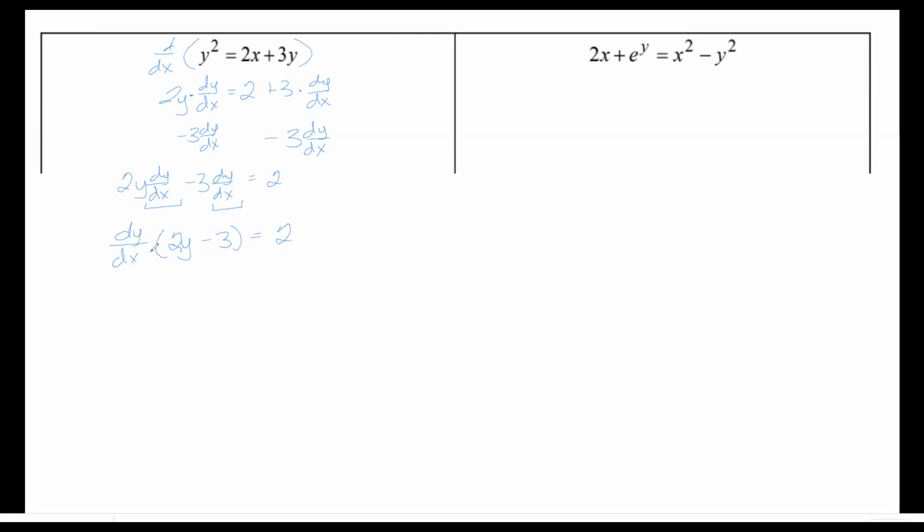And now I want to get this by itself. These two are attached by multiplication, so I'm going to divide by this whole expression. So I end up finding out that my derivative is equal to 2 over 2y subtract 3.